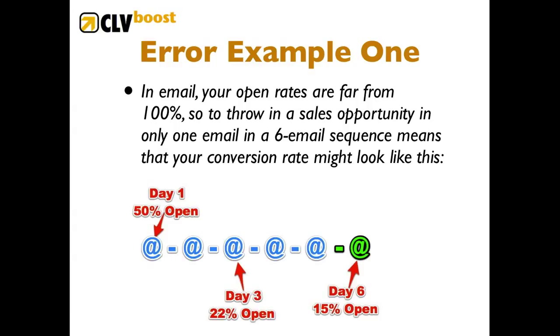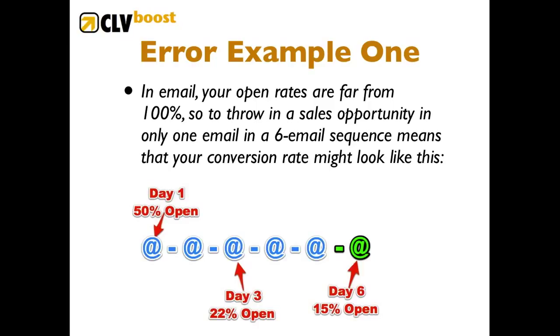So throw in a sales opportunity and only one email in a 6-email sequence means that your conversion rate might look something like this. On day 1, if you're lucky, you're getting 50% of these folks to open. Maybe you'll get a little bit more. Day 3, maybe you're down to 22, maybe 30% open. And by the time day 6 rolls around, maybe you're down to 15% open. Maybe you're down to 10, 20, somewhere in that ballpark.